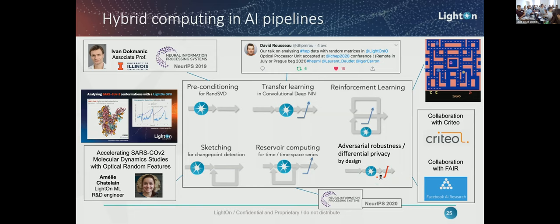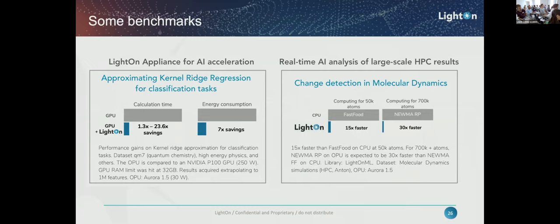Reservoir computing, this was mentioned earlier during the day. We can do reservoir computing because this is typically one big fixed random matrix multiplication. So this is perfect for this type of architecture. Of course, the feedback loop is made electronically here. So this is, again, hybrid reservoir computing, sketching for change point detection, and so on. So we have lots of applications, and I can give you pointers if you are interested in any of these. Okay, benchmarks are always a bit of cherry picking, so this is my cherry picking.